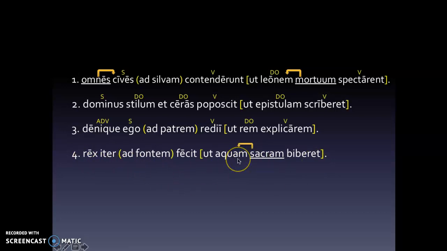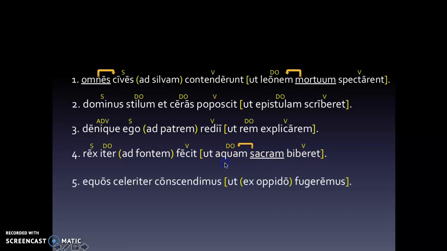We've got an adjective modifying aquam. We've got a nominative subject, an accusative direct object, our main verb. We've got another accusative direct object within our purpose clause, and we've got our verb inside of our purpose clause. So the king made a journey to the fountain to drink the sacred water, or in order that he might drink the sacred water.